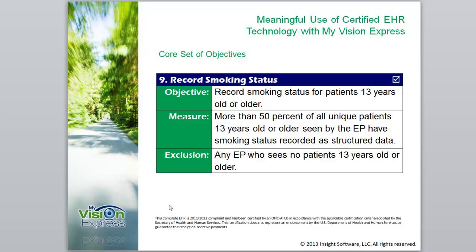The next objective is record smoking status. So the objective is to record smoking status for patients 13 years and older, and the measurement is more than 50% of all unique patients 13 years and older seen by the EP have smoking status recorded as structured data. The exclusion is any EPs who sees no patients 13 years and older.